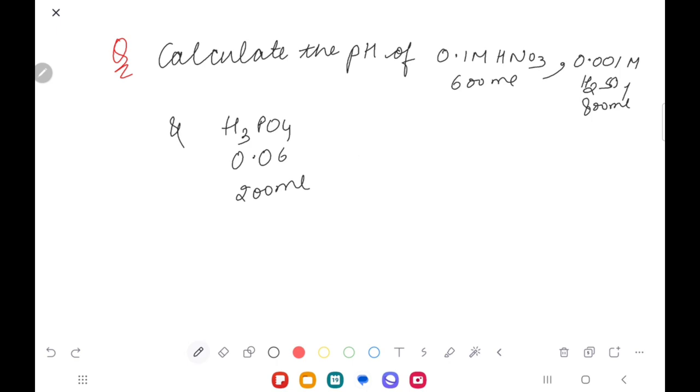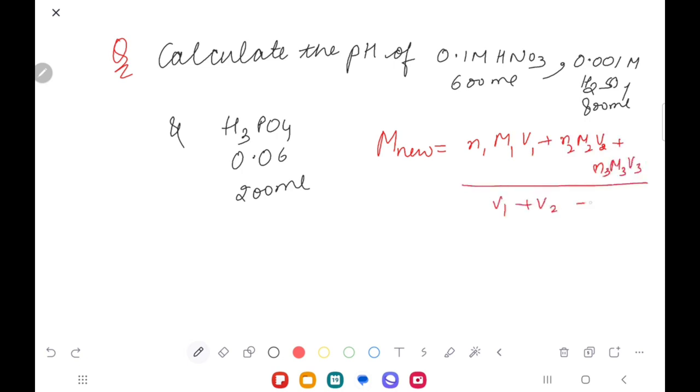So just write down the formula. When it talks about the pH of the mixture, you have to calculate the new molarity. So the new molarity should be what? N1M1V1 plus N2M2V2 plus N3M3V3 over V1 plus V2 plus V3, isn't it? Yes. So the new molarity shall be what?